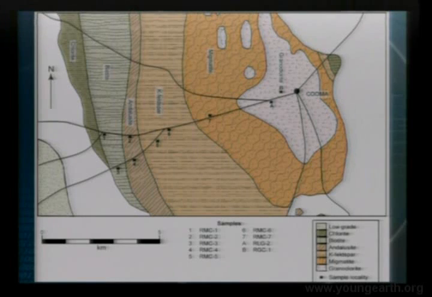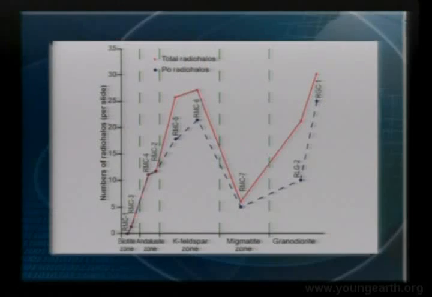So here's some of these radiohalos. That's in the granite. You can see the uranium, which are the bigger ones, polonium-210 in this instance. Remember, this road with the samples was a traverse through these zones. From the left is the lowest metamorphism, to the right is the highest into the granite. And this is what the plot of radiohalos looked like.